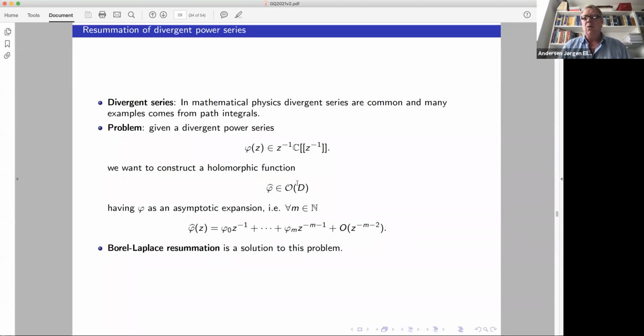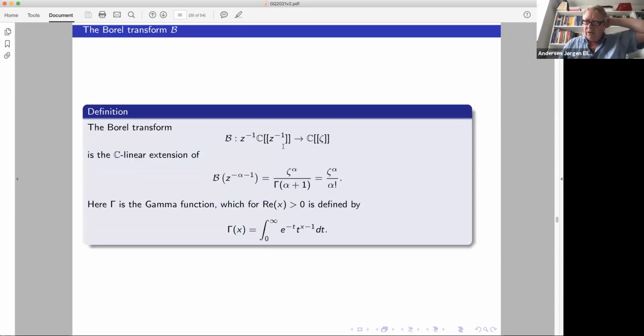somehow construct a holomorphic function in some disk D in the complex plane in such a way that when you do the asymptotic expansion near 0 of that function, you get exactly your series back. And Borel-Laplace resummation is the solution to this problem if the series you start with is factorially divergent. So let me just show you what the Borel transform is.